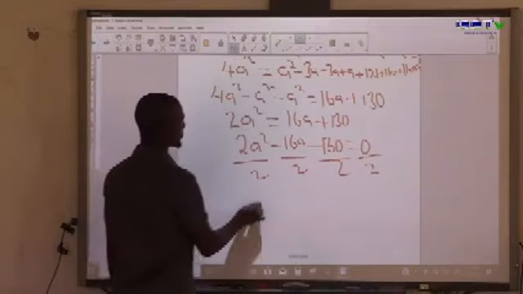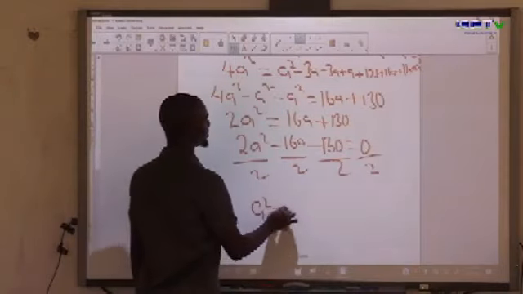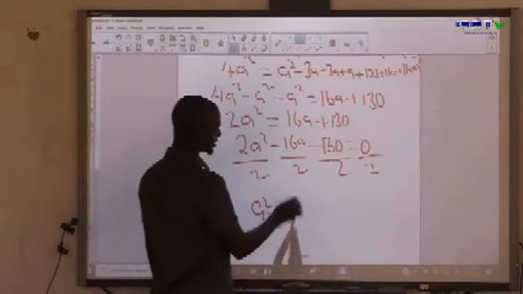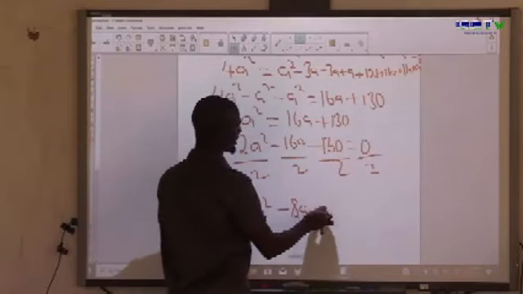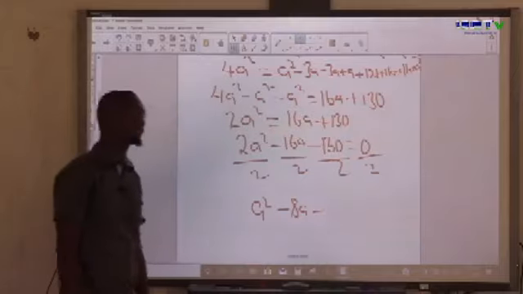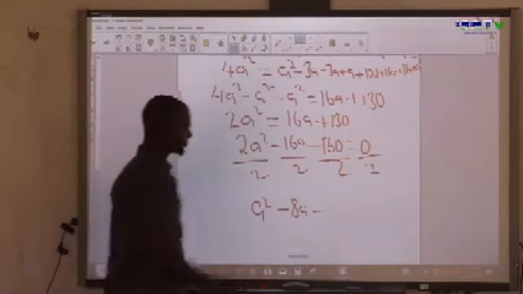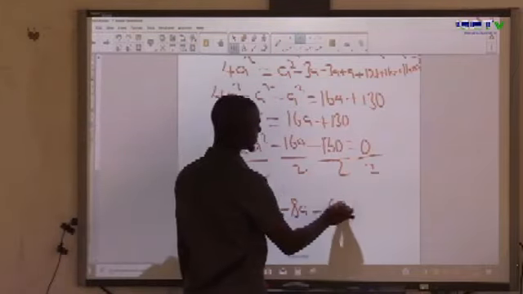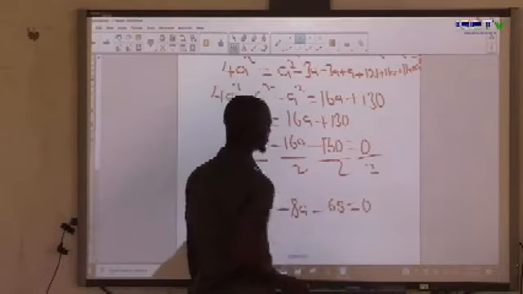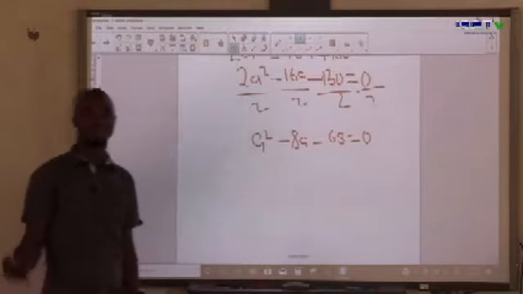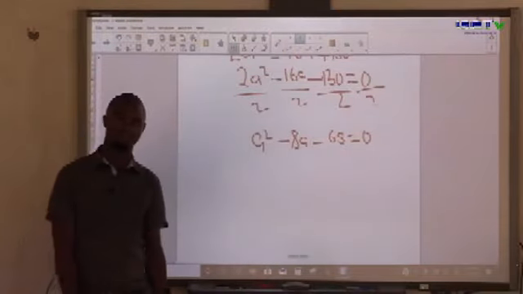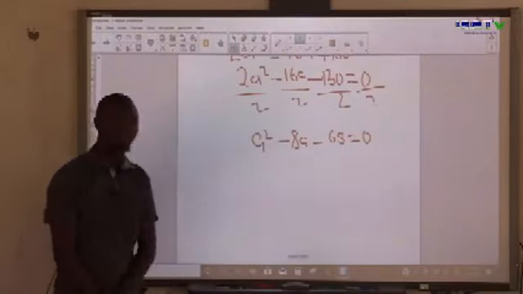2A square divided by 2 is A square, minus 16 divided by 2, that is 8A, minus 130 divided by 2 is 65. So you have A square minus 8A minus 65 is equal to 0. Factorize, or you use the completing the square method or the formula method to find your A.